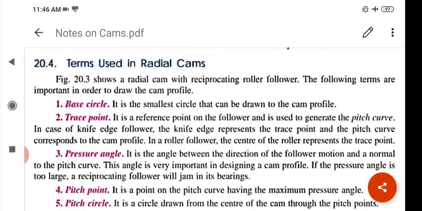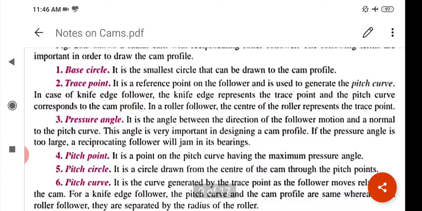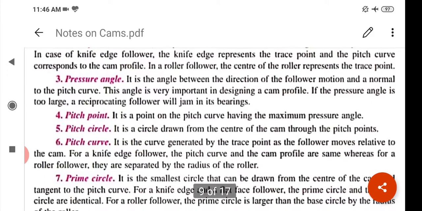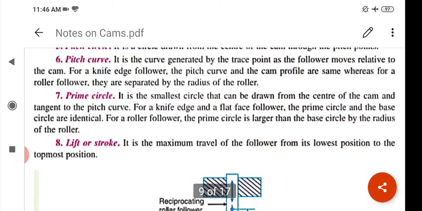So today we will be continuing with the CAMS chapter, that is unit 4. The next part we will be seeing today is the terms used in radial cams. Here we will be focusing mainly on the radial cams and not the cylindrical cams. As we have seen in the previous class, a radial cam is a plate like cam and follower arrangement. The different terms we come across in radial cams are the base circle, the trace point, the pressure angle, pitch point, pitch circle, pitch curve, prime circle, lift or stroke.